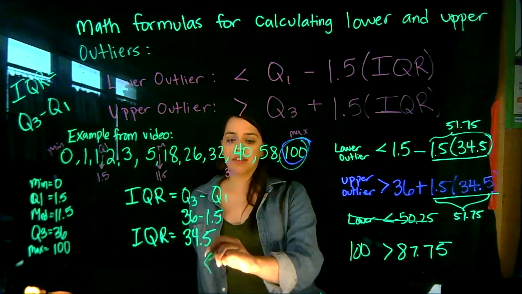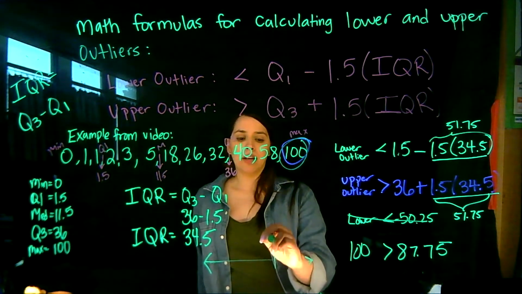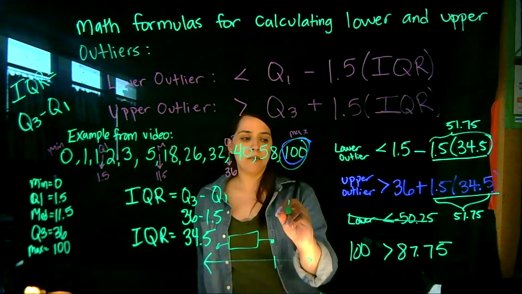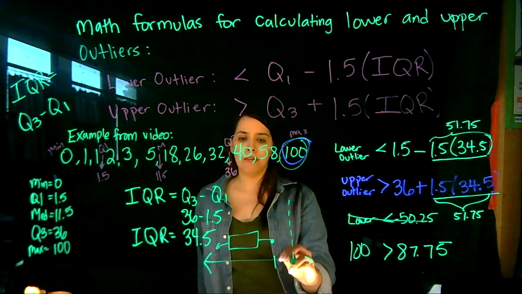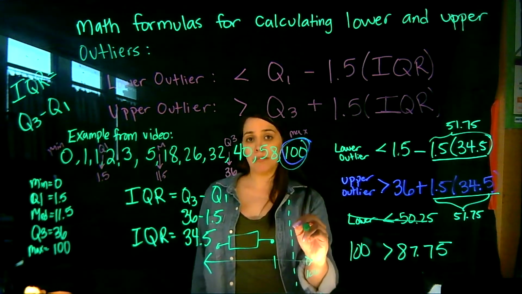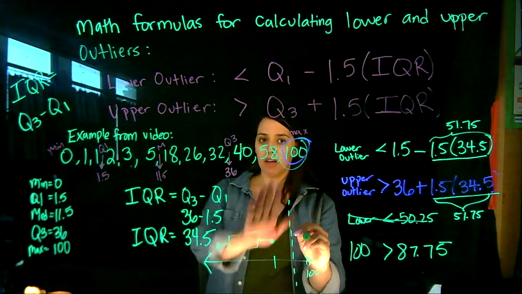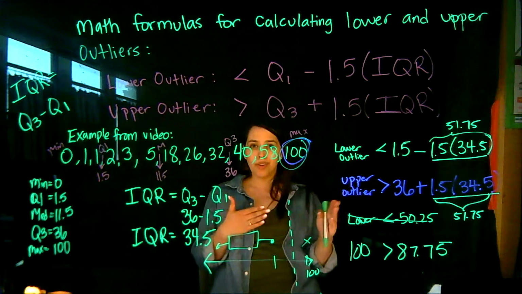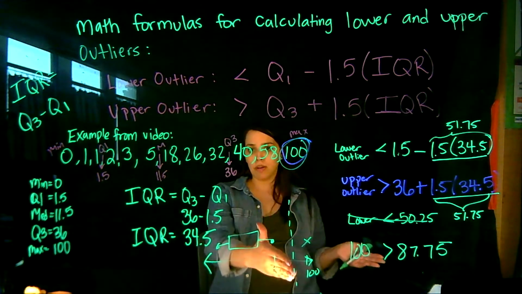So if we were to graph this, we would end up having a box plot that looks like this. And then we'd have a boundary of 87.75, and 100 would be outside of that boundary. So this is how you would plot 100. You would do your box plot excluding 100, and then at 100 you would put an X to tell you that you have an outlier outside your boundary.